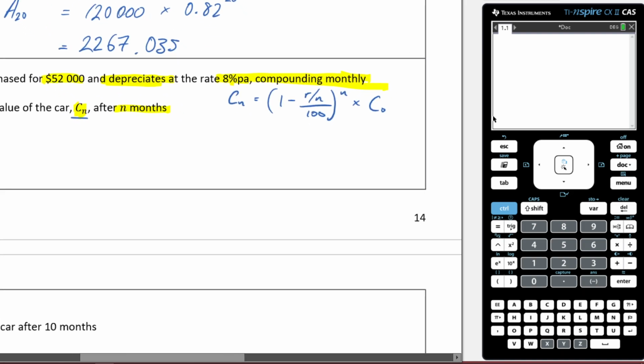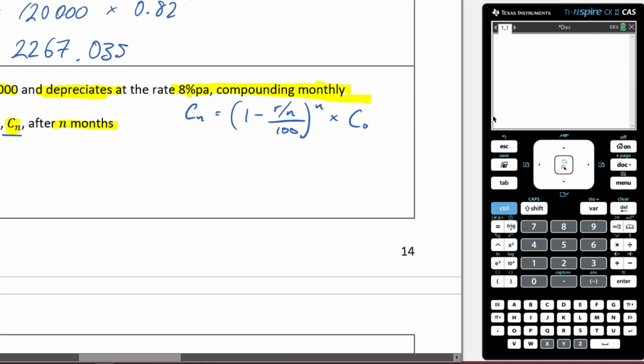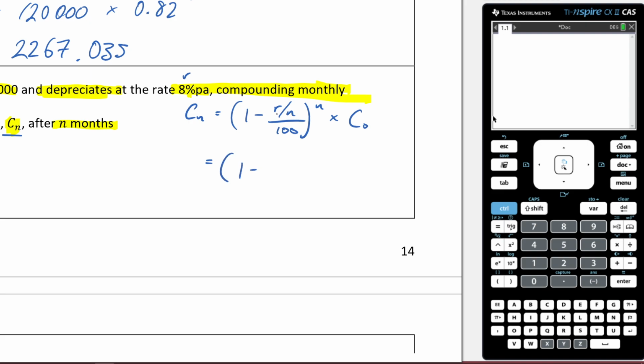All right, let's now zoom in here. My r value is my 8%, so I'm going to rewrite it now. 1 minus, in the r spot, I'm going to put my 8%. My n is the fact that it's monthly, so I put a 12 there. Then I divide it by 100. My n in the exponent I'm going to leave as n, because I'm creating a general rule, so I don't want to put anything in there, but it represents the number of months. And then my C of 0 is the initial amount, which is 52,000. That is the initial amount of the car.